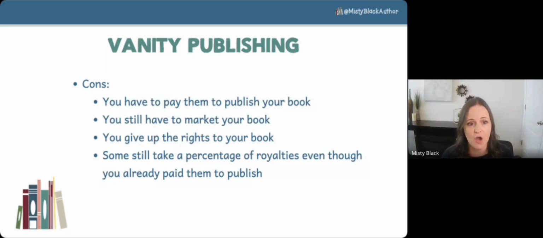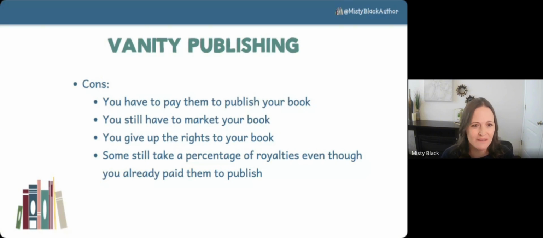Again, they make money from the authors, not from the book sales. And if you upgrade, maybe they have a marketing package. They might say that they'll do some marketing for you. I've never talked to an author that was happy with the marketing that the vanity publisher did for them. Some vanity publishers will even still take a percentage of the royalties, even though they've already been paid to publish your book. So I suggest not going this route. I've never talked to an author that went this route that was happy with their choice.